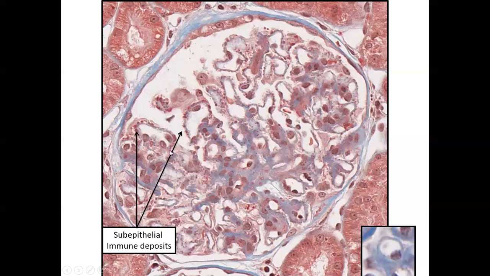This one actually doesn't show the brush border very well. I think it's kind of staining a titch blue up here. I'm not really sure why, but in general, this is a great one to say, hey, do I have interstitial fibrosis in this case? I don't have any. All of this stuff that's in between the tubules are peritubular capillaries, so that's good.